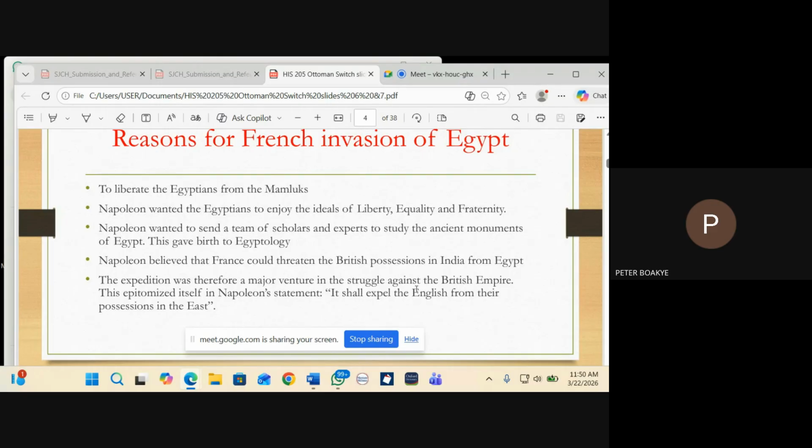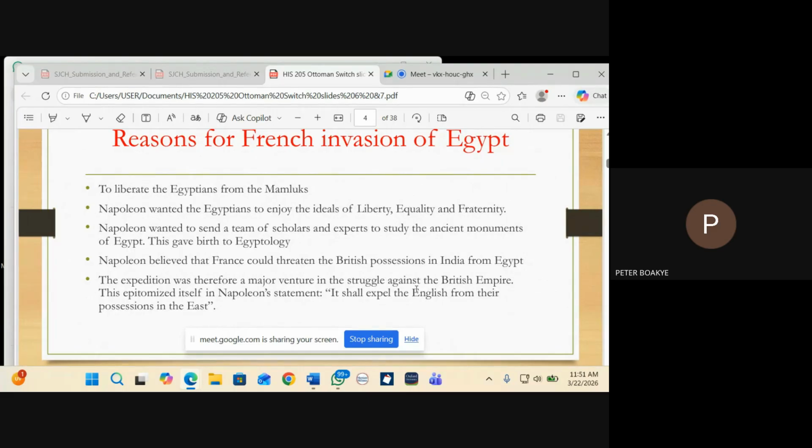So Napoleon again believed that France could threaten the British possessions in India. Don't forget that France and Britain had been traditional enemies, and in their history there was a time that they fought for a period of 100 years, the so-called Hundred Years' War between France and Britain. And so they were traditional enemies, and Napoleon believed that France could threaten the British possessions in India from Egypt should they get hold of Egypt. And that was also one of the reasons that motivated the invasion.